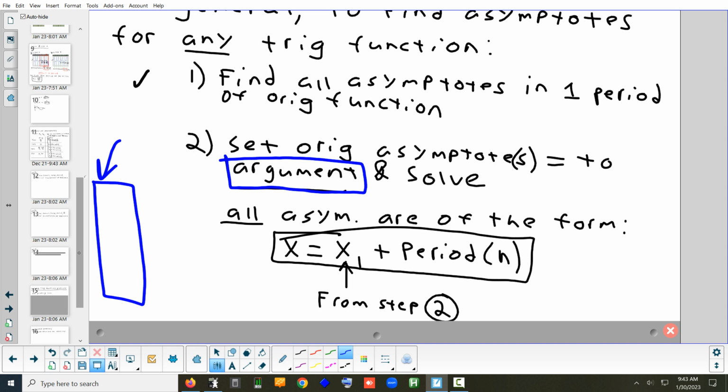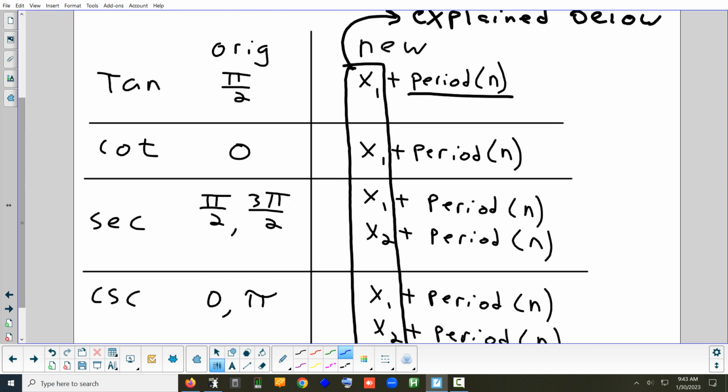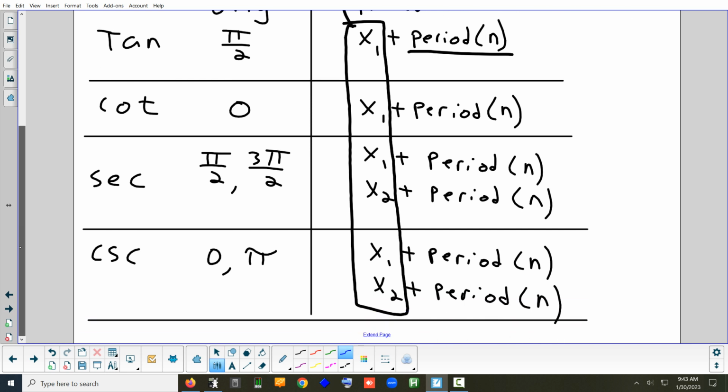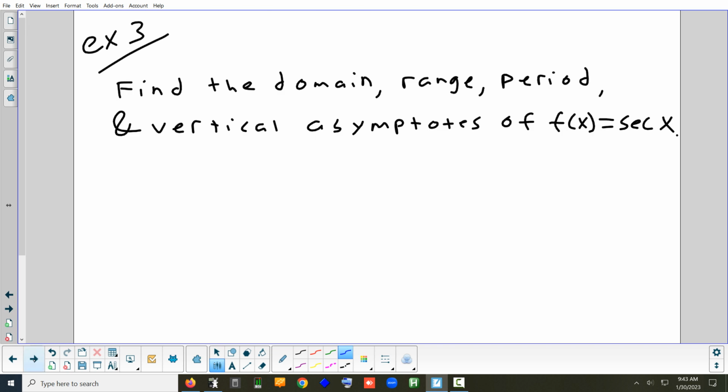So step 2 is how you figure out those things in the box. You guys have all that on the same page, so I think that'll be a little bit better. All right, so let's try it.